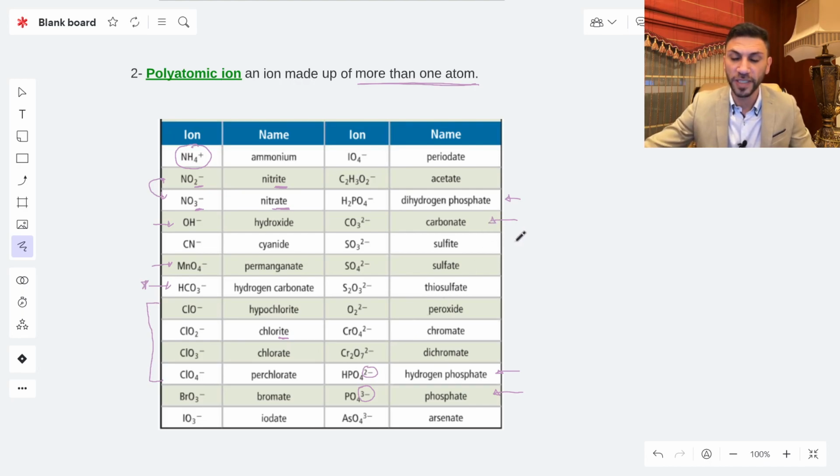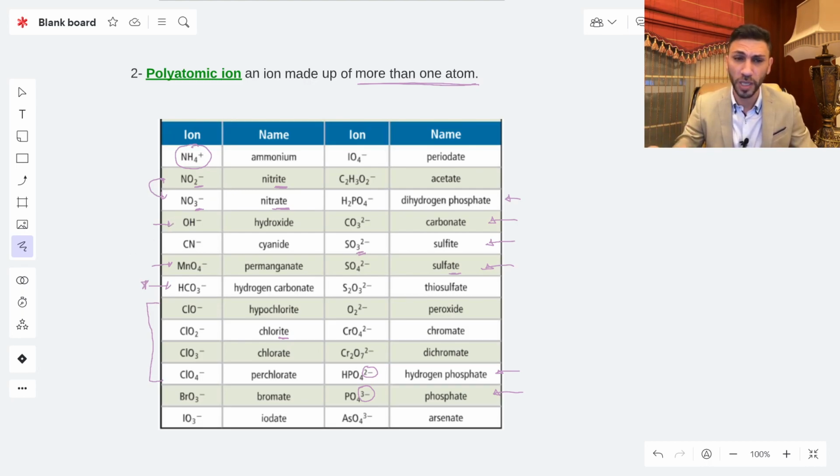Also, we have the sulfite, which is SO3 negative 2, just like NO2 negative 1, nitrite, sulfite. And when we have more oxygen, we call it sulfate, ATE. Here, when we have more oxygen, we call it nitrate. So sulfite, SO3 negative 2, nitrite, NO2 negative 1, sulfate, SO4 negative 2, and nitrate is NO3 negative 1.